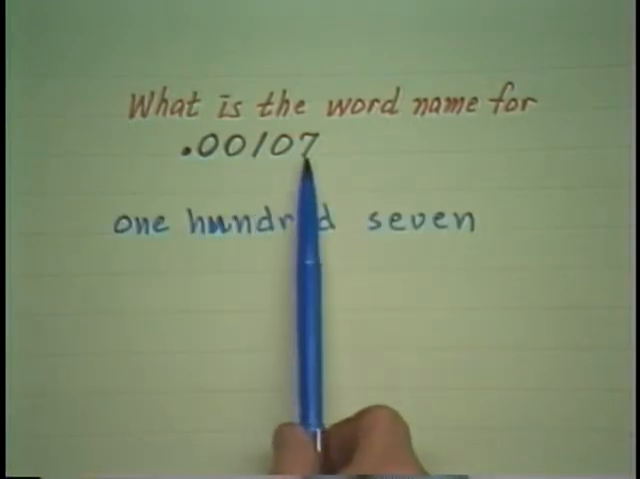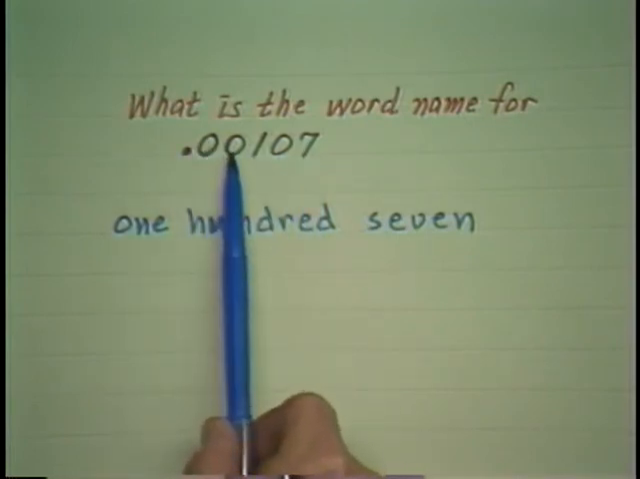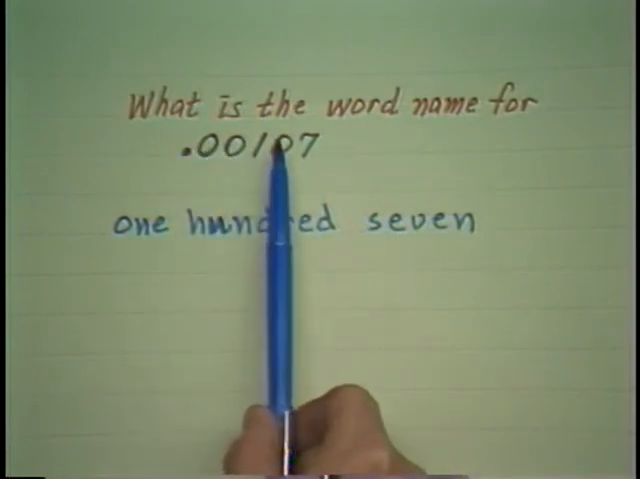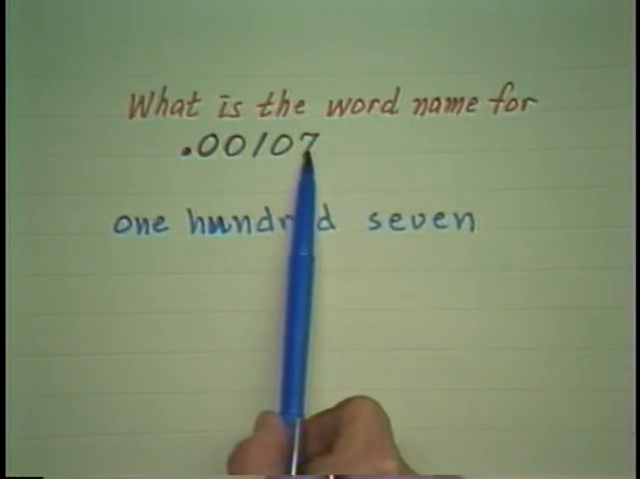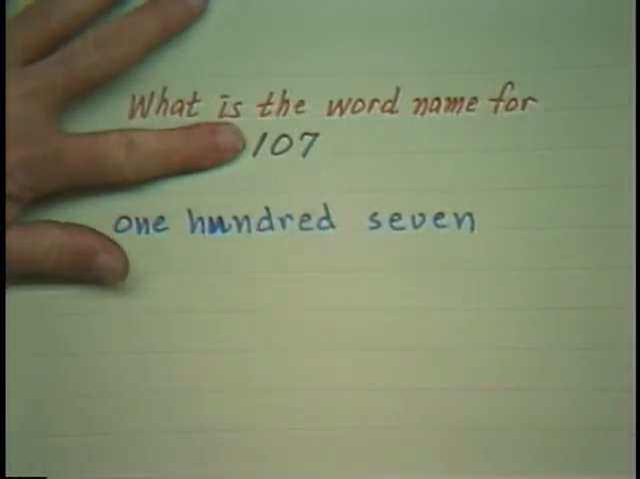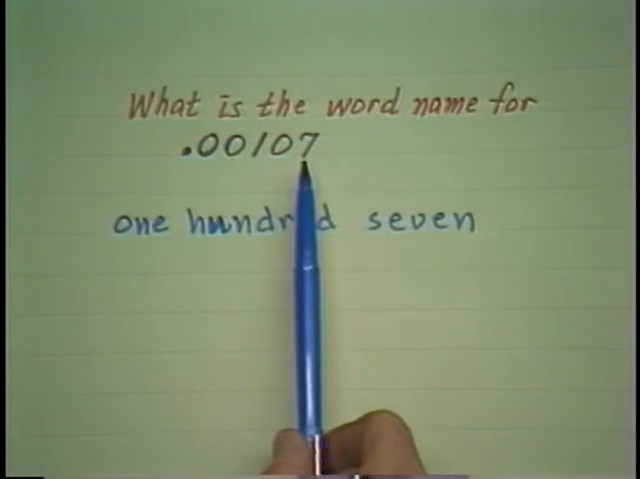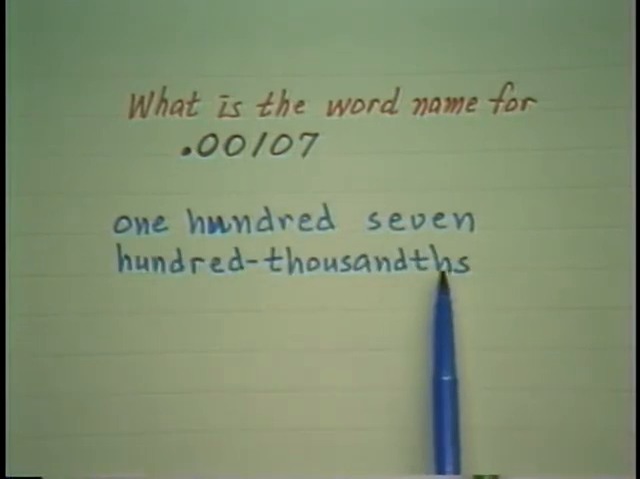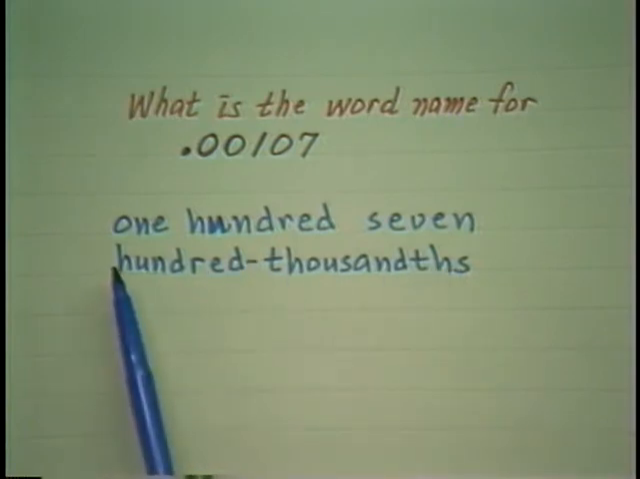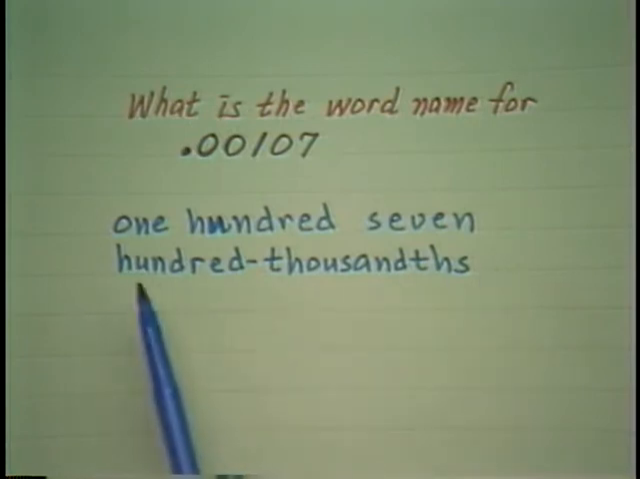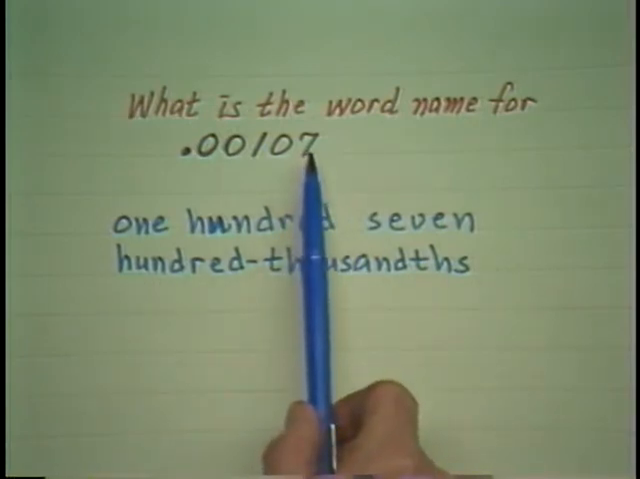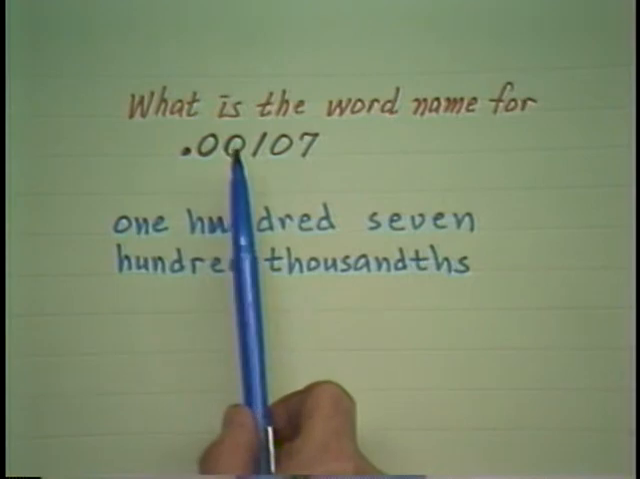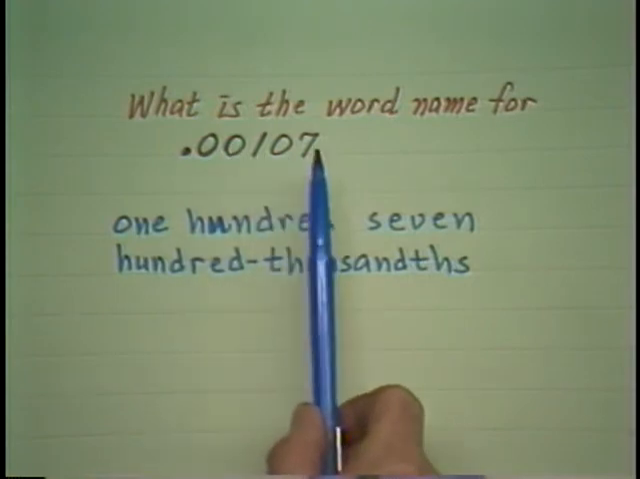Then name the rightmost digit's place name. So 10th, 100th, 1000th, 10,000ths, 100,000ths. So 107 100,000th. Note the TH tells me I'm in the fractional place, and the hyphen here tells me this is all one place, the 100,000th place. Again, 10th, 100th, 1000th, 10,000ths, 100,000ths.